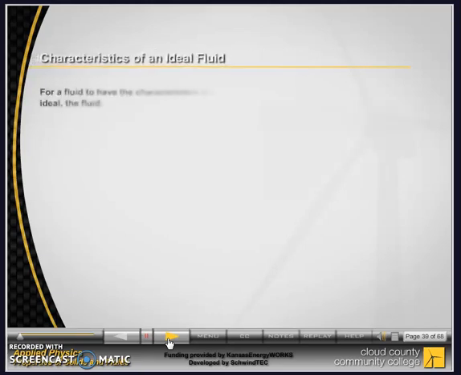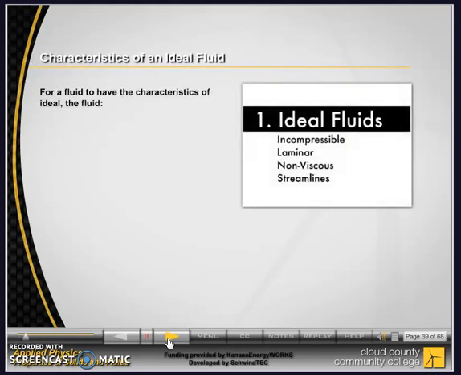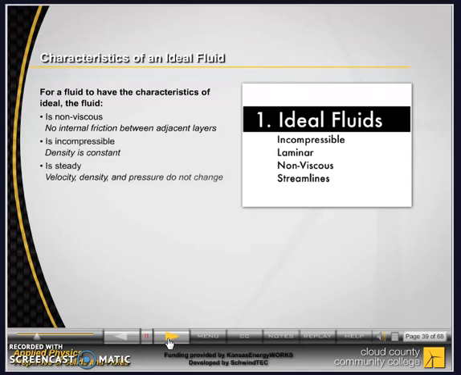For a fluid to have the characteristics of ideal, the fluid is non-viscous. It is incompressible. It is steady. And the fluid moves without turbulence.